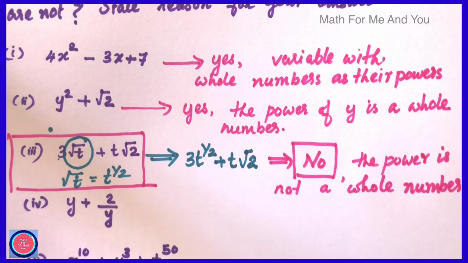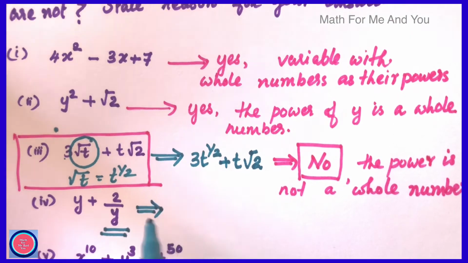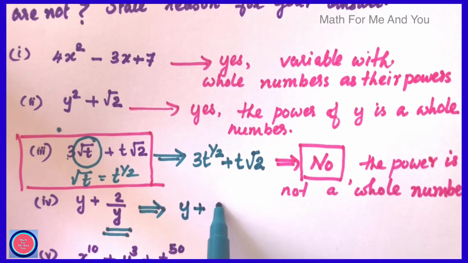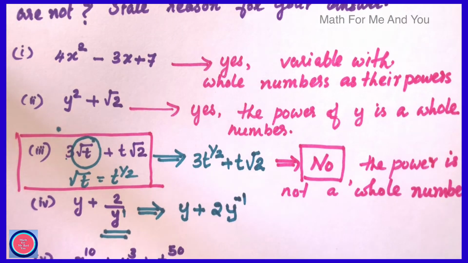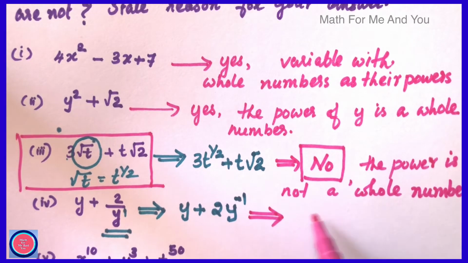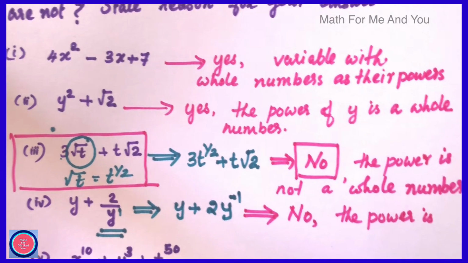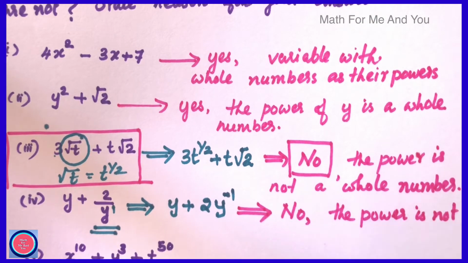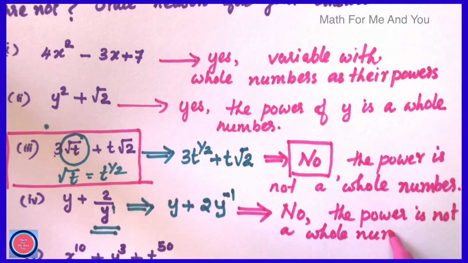Next one, y plus 2 over y. Is this a polynomial or not? Look at the second term. Here y is in the denominator and we can move it to the numerator side. When we move y to the numerator, the power becomes minus 1. Is this a polynomial or not? No, it is not a polynomial. The reason is that one of the terms has the variable y with power minus 1, which is not a whole number. From this we understand that if we see the variable in the denominator, that expression is also not a polynomial.